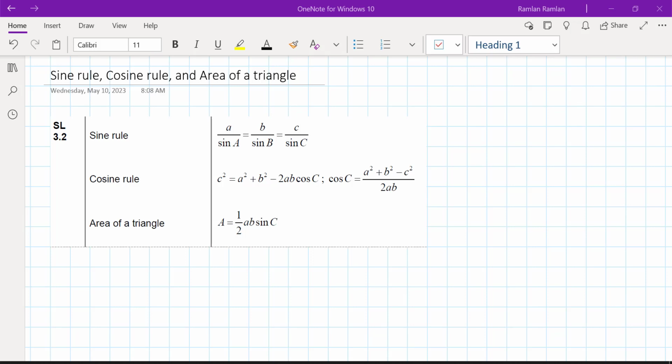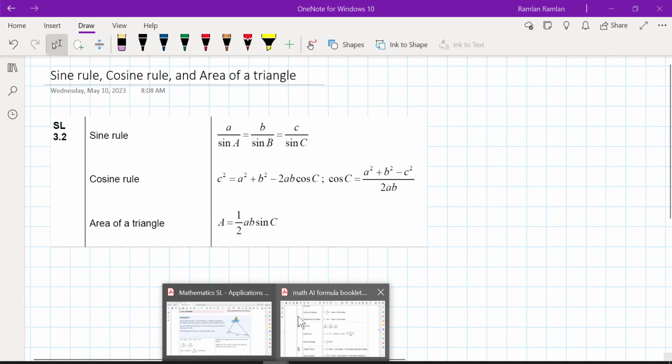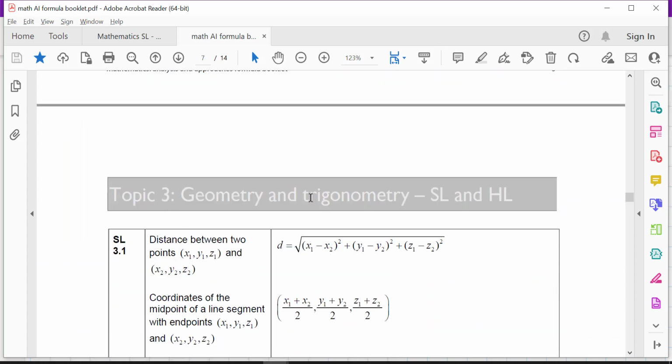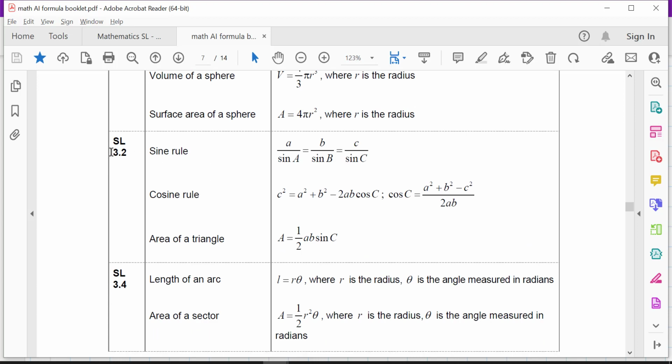In this video, we're going to cover the sine rule, cosine rule, and area of a triangle. If you're an IB student, you will have your formula booklet. On the page for topic 3, geometry and trigonometry, in the topic 3.2, we have three formulas: the sine rule, cosine rule, and area of triangle.